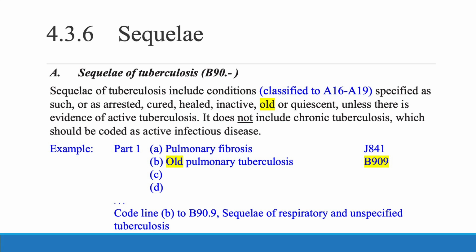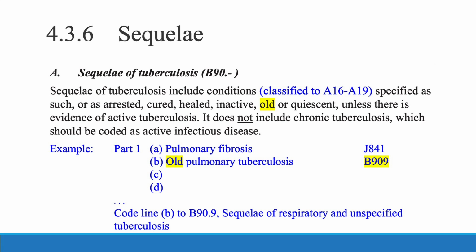Next, sequela codes are used when there's evidence that death occurred as the result of a disease condition in its residual rather than active phase. For example, here's an instruction on the slide, how to use the sequela of tuberculosis code B90 and its subcategories. Sequela of tuberculosis include conditions classified to A16 to A19, specified as such, or as arrested, cured, healed, inactive, old, or quiescent, unless there is evidence of active tuberculosis.